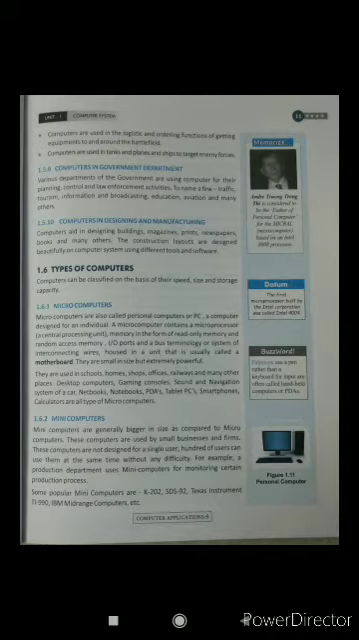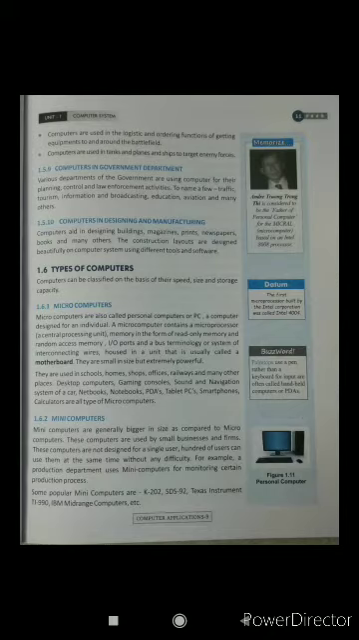Mini computers are generally bigger in size as compared to microcomputers. These computers are used by small businesses and firms. So these are mini computers that are being used in offices or small firms. These computers are not designed for a single user, so they can be shared and used by many people and not a single one.